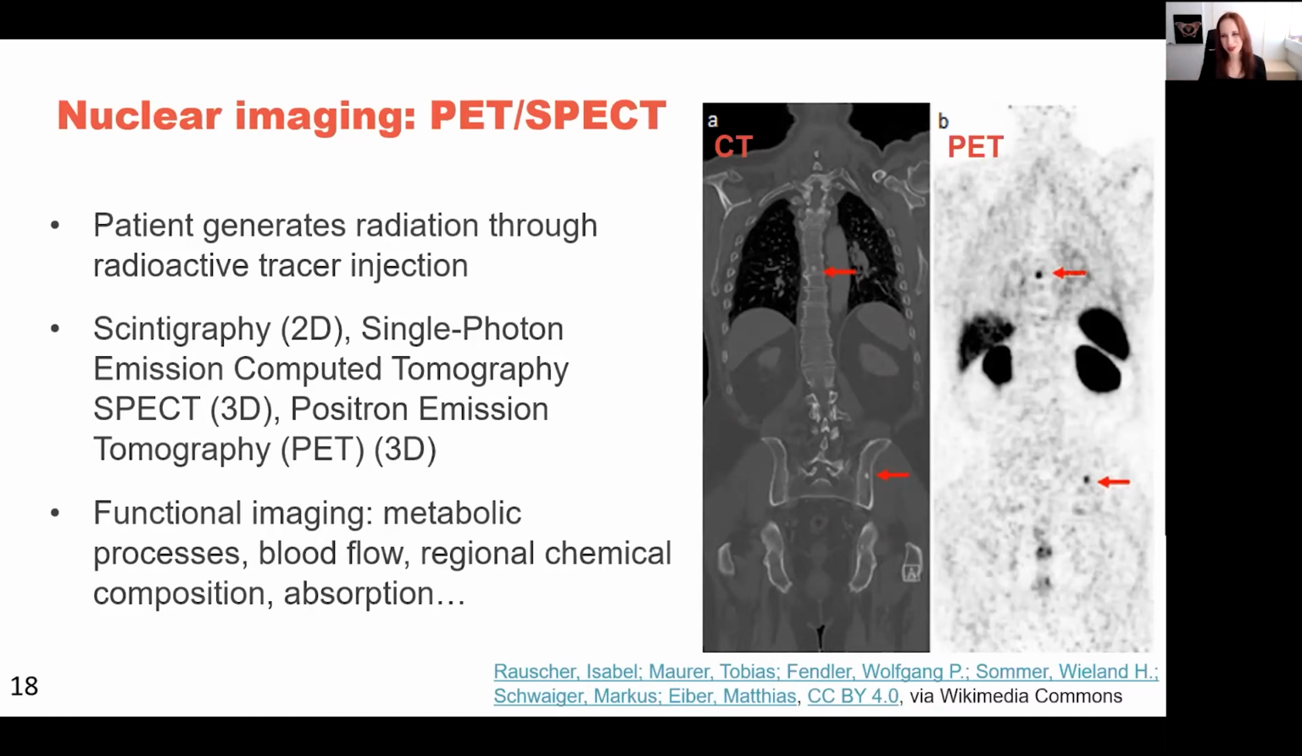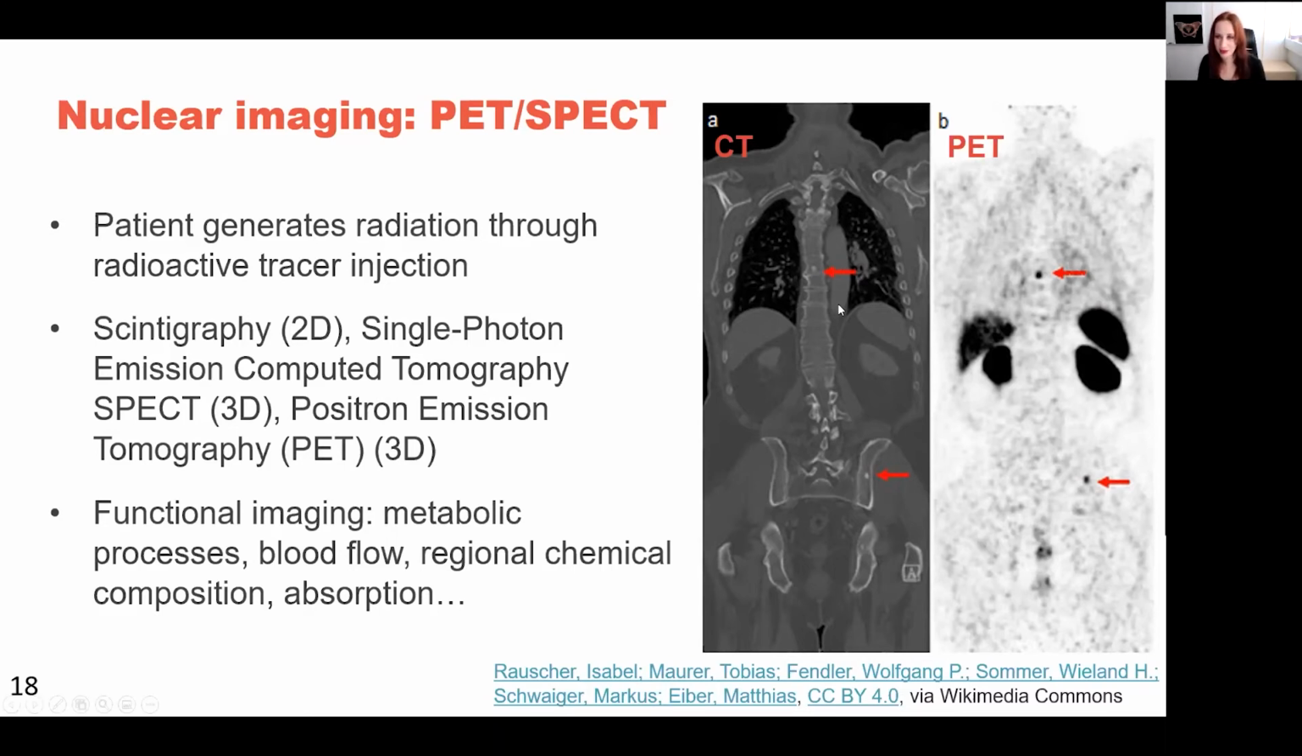So how do we make patients emit radiation? Well, you can inject a radioactive tracer. And what is interesting about this modality is that it's showing functional images. So rather than anatomy or structure, you can see actually what the body is doing internally. So you can use this to visualize metabolic processes, blood flow, chemical composition, absorption.